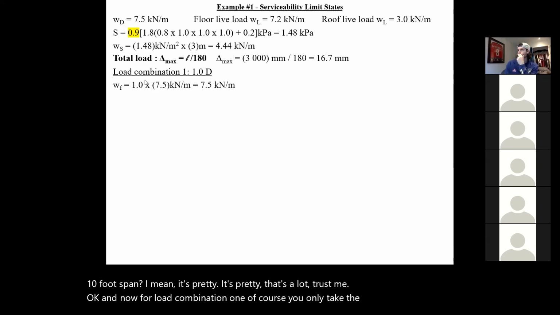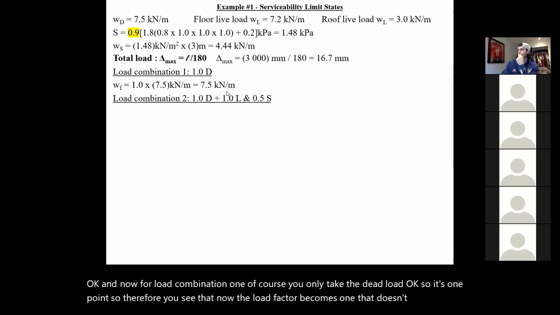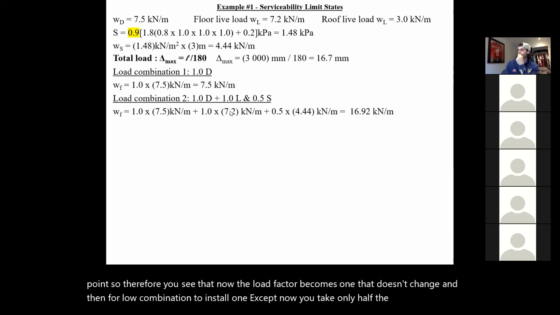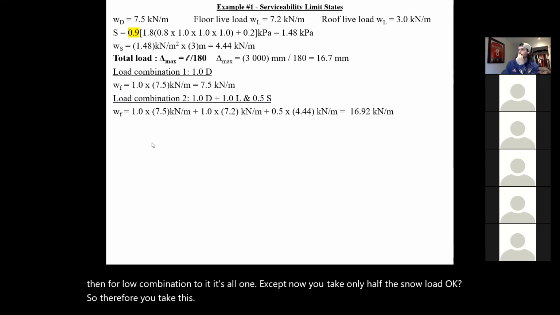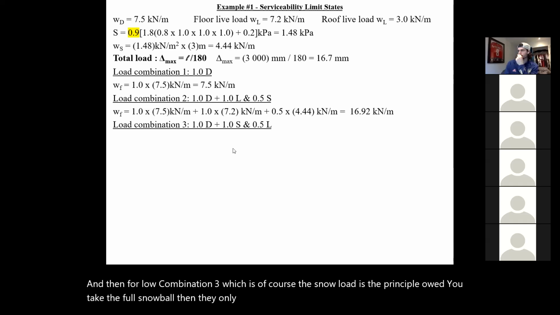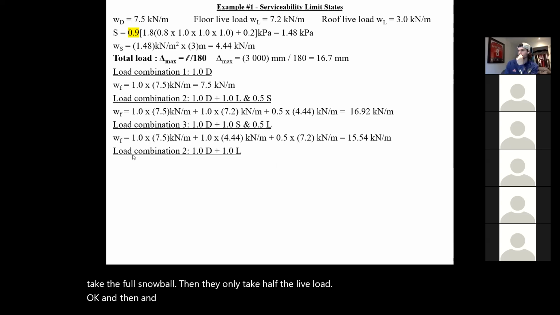Okay, so it's 1 point. So therefore, you see that now the load factor becomes 1. That doesn't change. And then for load combination 2, it's all 1, except now you take only half the snow load. Okay, so therefore, you take this. And then for load combination 3, which is, of course, the snow load is the principal load, you take the full snow load, and then you only take half the live load. Okay, and then of course, the load combination do only the live loads.